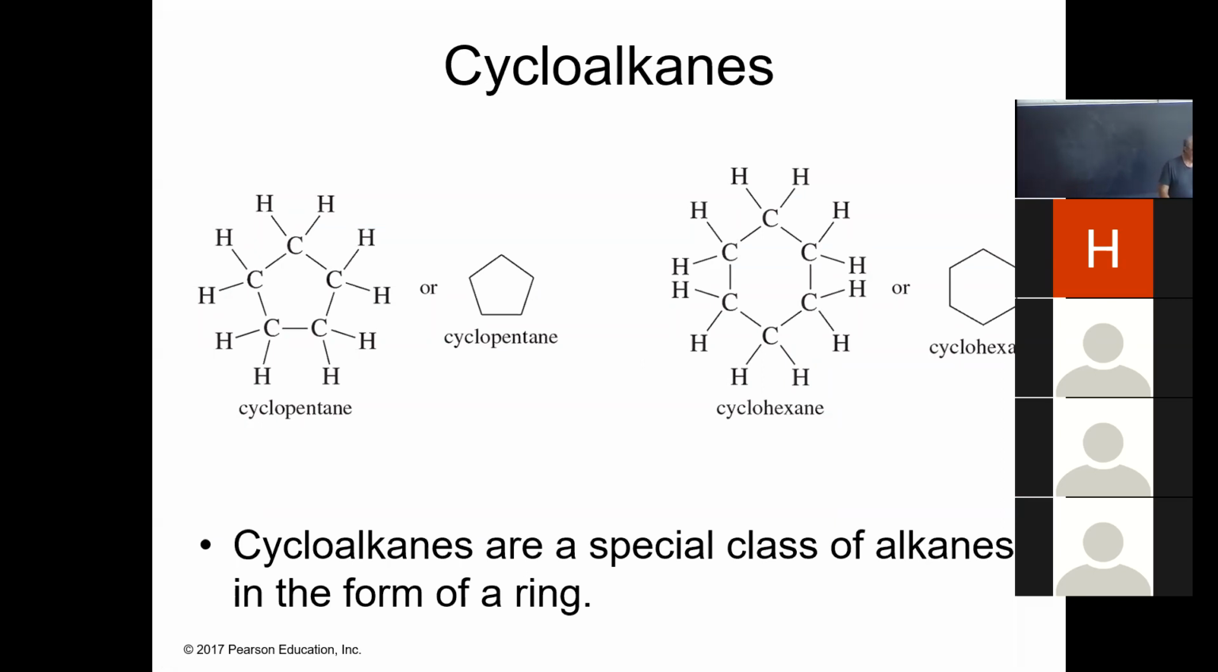Cycloalkanes have the carbons arranged in a ring. Okay, the smallest ring you can have is 3. 5 and 6 membered rings are extremely common in nature. Larger and smaller rings are less common.